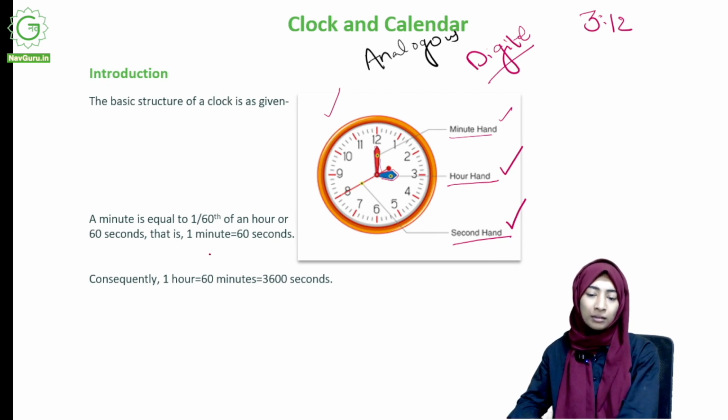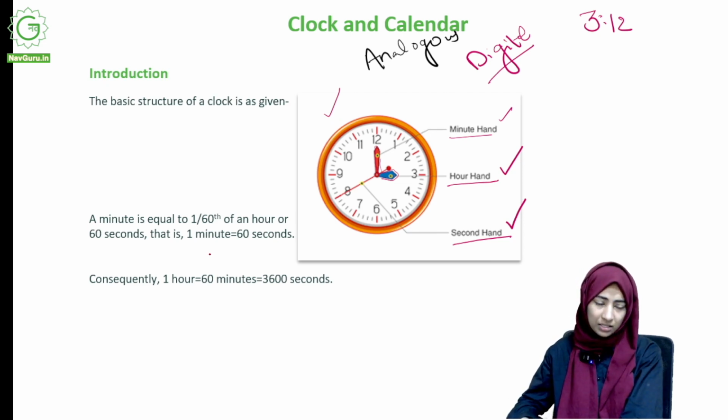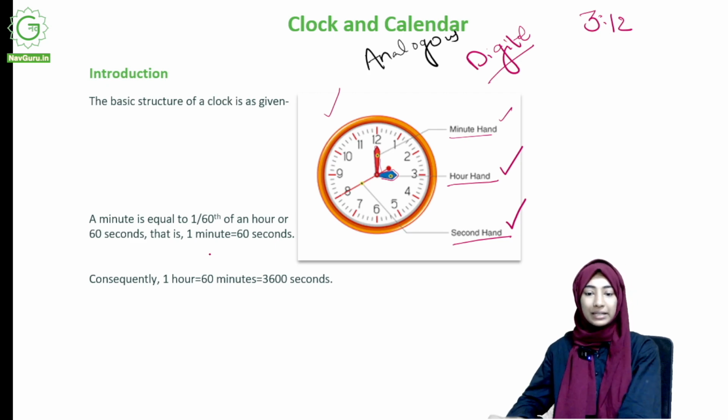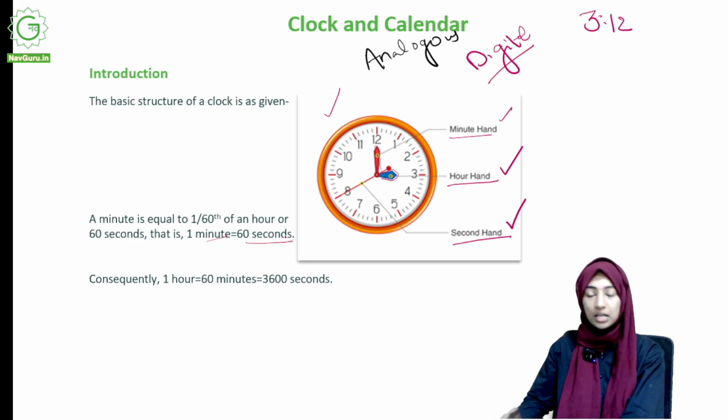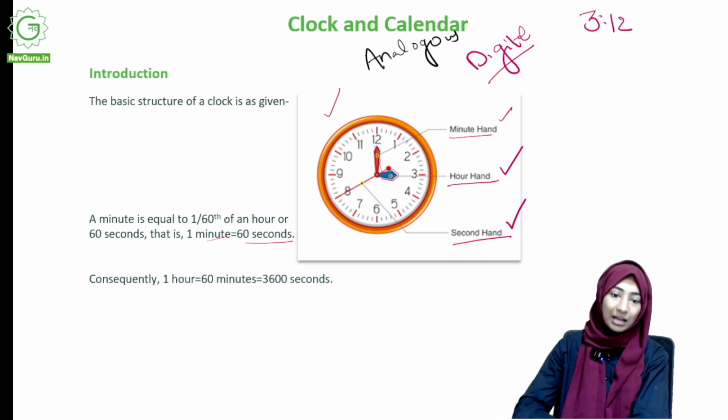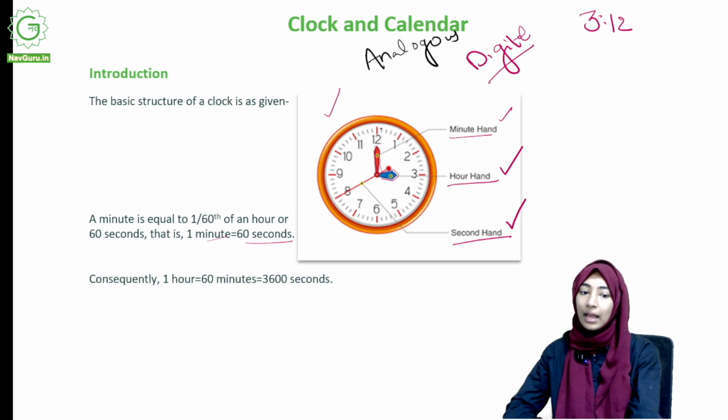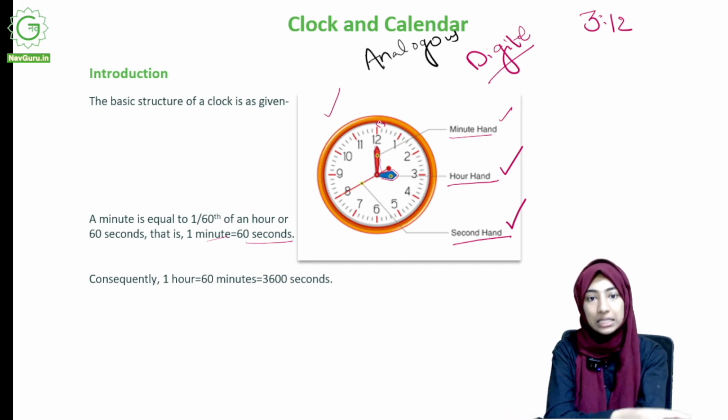Now we'll go through some very basic concepts that we already know about minutes and seconds. One minute is equal to 60 seconds, right? A minute is 1/60th of an hour. You take an hour and divide it into 60 parts, and what we mean by a minute is one of those parts, which is why a minute is 60 seconds.